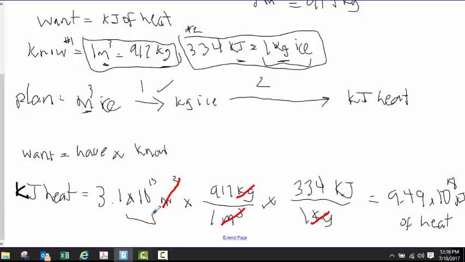So that's the answer for Part A. We unpacked our question, we set up our plan, and then we followed our plan, canceling the units as we went along, and then in the end we had the correct units for what we were trying to calculate.